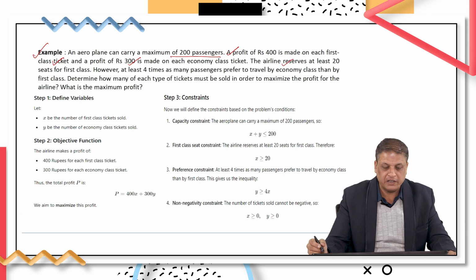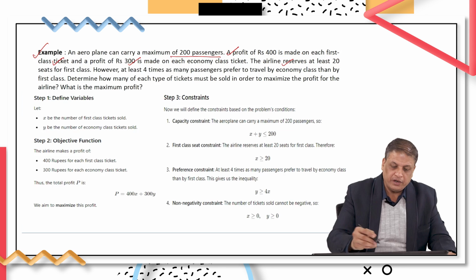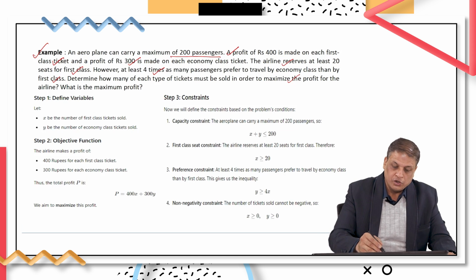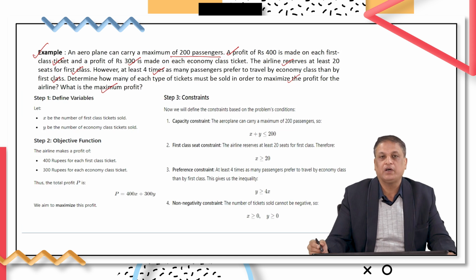Airline reserves at least 20 seats for first class. However, at least 4 times as many passengers prefer to travel by economy class than by first class. Determine how many of each type of tickets must be sold in order to maximize the profit. So, the objective function is to maximize the profits for the airline. So, what is the maximum profit, and we need to find the maximum profit.